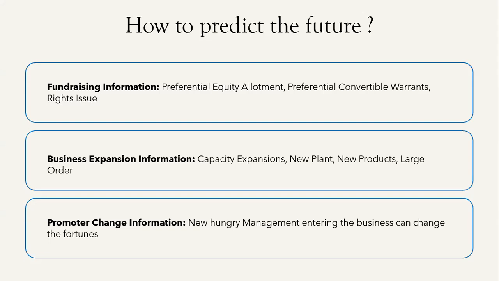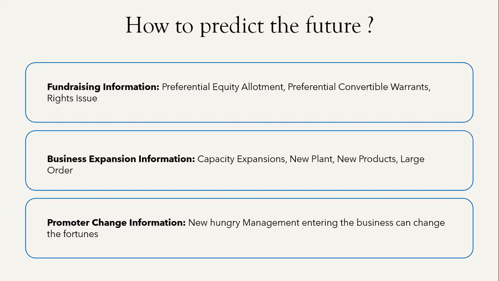Now, the second most important piece of information is business expansion information. Now there's a company which makes toffees, and they make 100 toffees today, and all their toffees get sold. Now, if this company is doubling the capacity, is it good for the company or bad for the company?